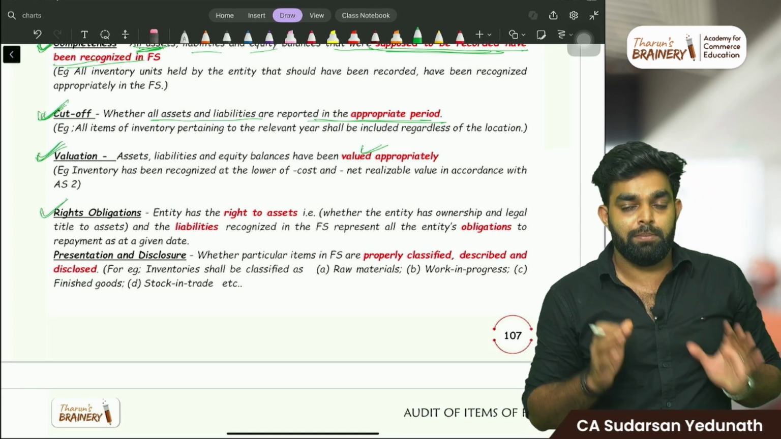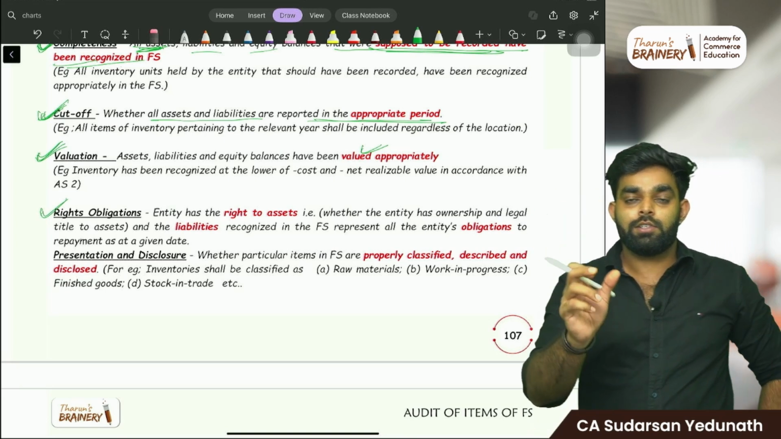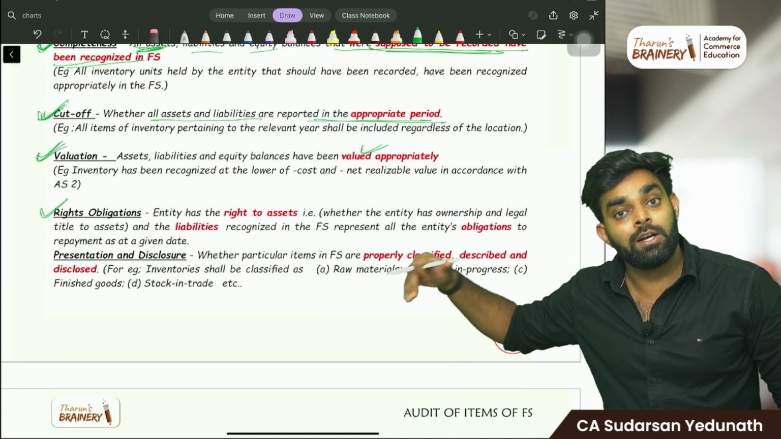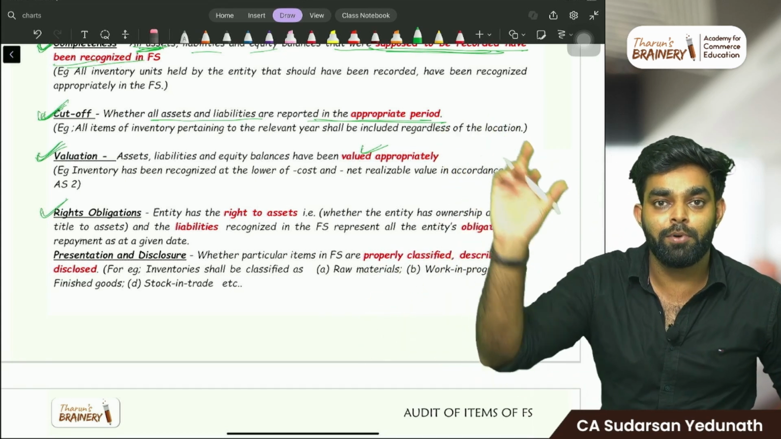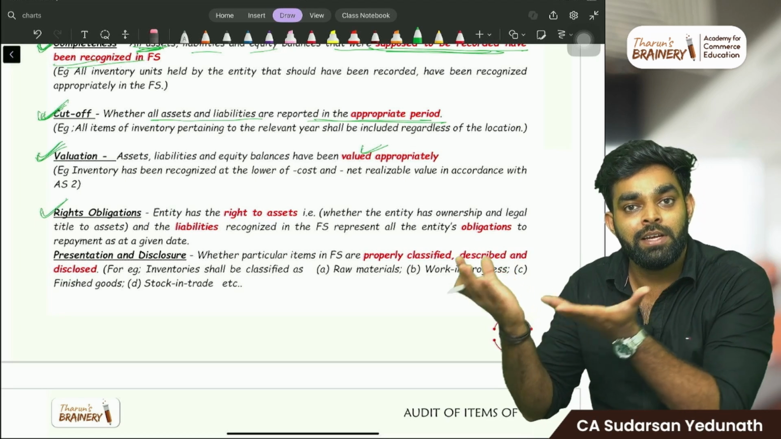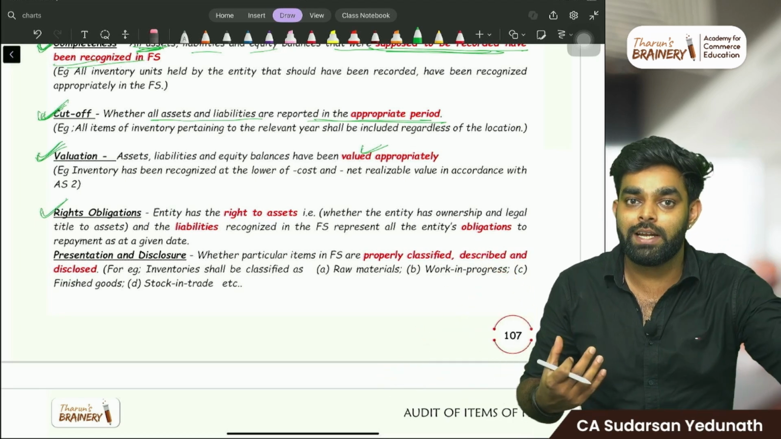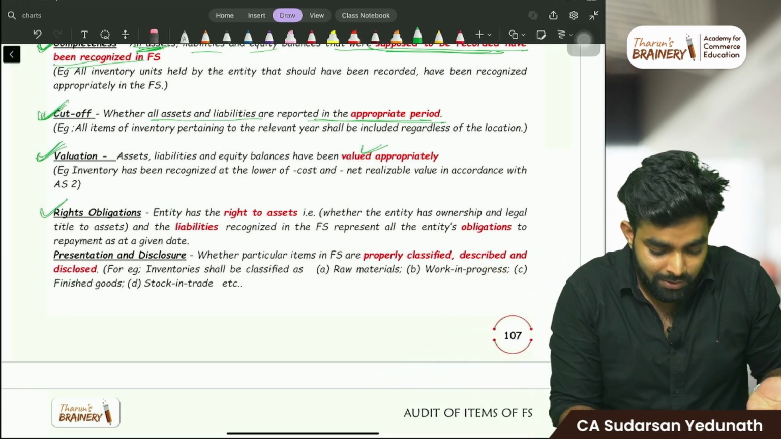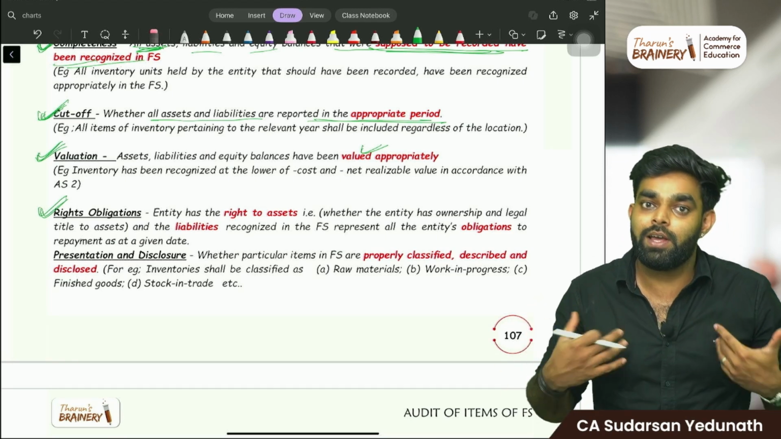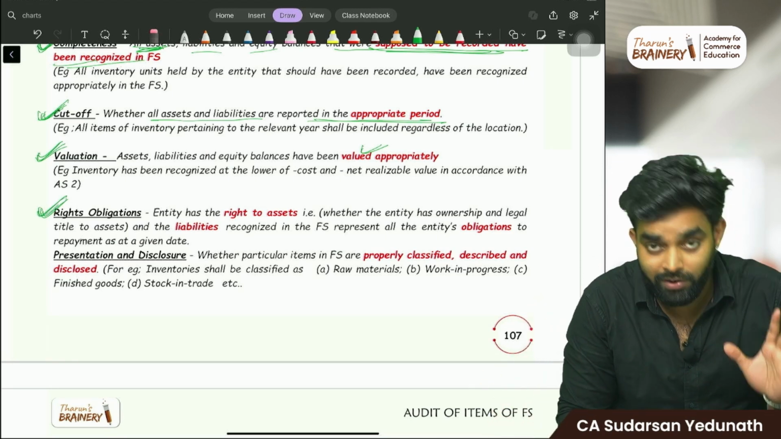Then rights and obligations. Land and building 10 lakh is shown by a company. What does that mean? The company owns that asset, right? Or the company controls that asset. Then only they will include it in the balance sheet, right? So when land and building is shown in a balance sheet, that means the company owns that asset. We are understanding it like that. That is what we call rights and obligations.